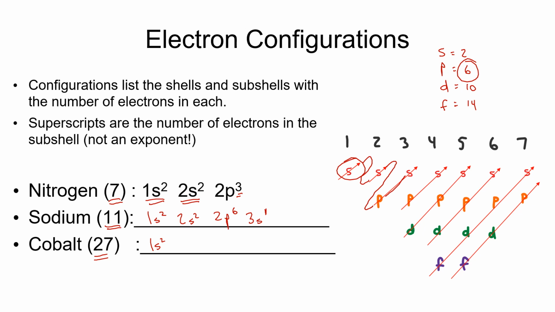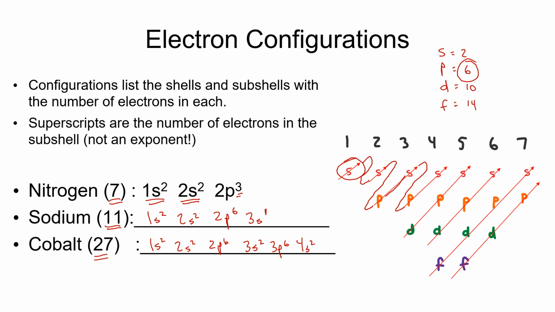Our final example here for filling up these different subshells is cobalt. We're going to start at the beginning, 1s2, 2s2, 2p6. There's 10 electrons. Then we go to 3s, going to fill that up. We're up to 12. After 3s, we're going to go to 3p. That's 6 there. And then we're going to go to 4s. 2. We're up to 20 now.